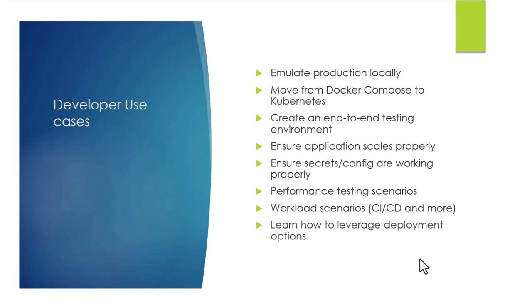We might also want to learn how to leverage different deployment options. We are going to talk about the zero downtime deployment I mentioned, but you can do something called canary testing, A/B testing, or blue-green testing, all kinds of ways to make sure your app is actually going to work properly in production. And Kubernetes can make that a lot easier.